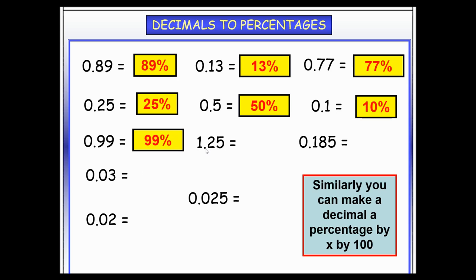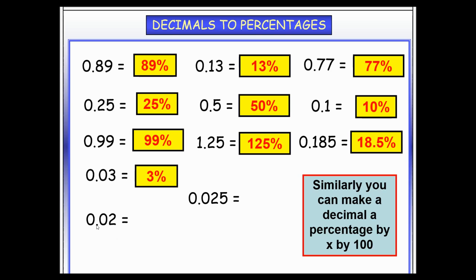99%. What about this one? If you times that by 100, you'll get 125%. You can get over 100%. If you times this by 100, you move it 2 places, it'll be 18.5%. If you're not sure, hide that and think that would be 18, so it's 18.5. And then remember, move 2 places, you get 3%. Move 2 places, you get 2%. So this is just to show you what's between these, between 0.02 and 0.03, 0.025. What happens when you move it 2 places? It will go to 2.5%.